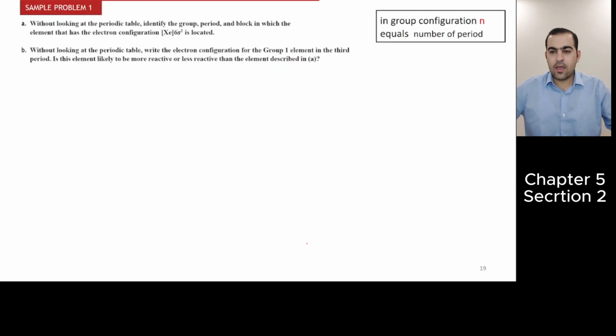Okay. Look, sample problem. It says, without looking at the periodic table, identify the group, period, and block for this element. This is the electron configuration of an element. It's not important what the name of the element is here. We want to know which block, which period, and which group this element is in. So, how do I know? The last electron is in s. So for the block, this element is in the s block. Then I want to know the period.